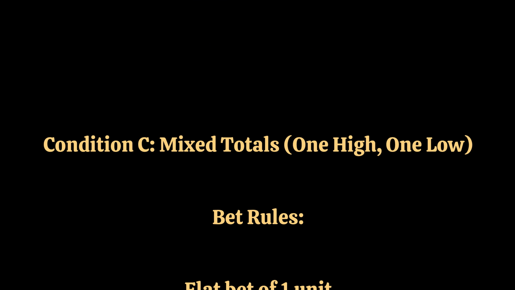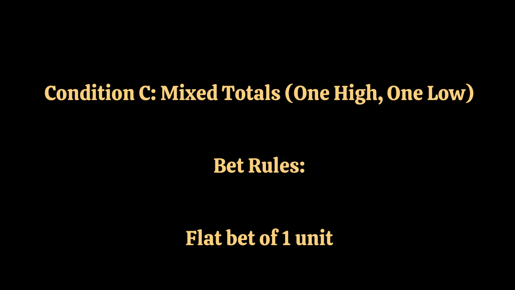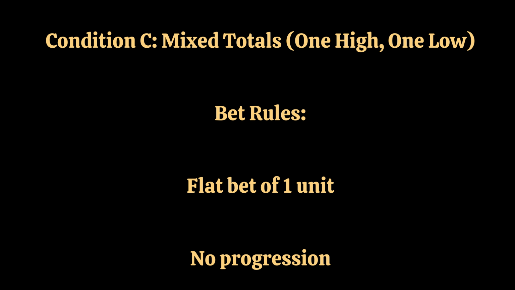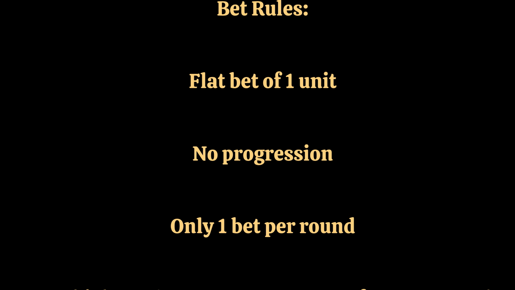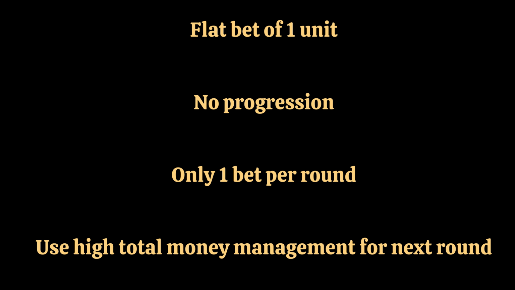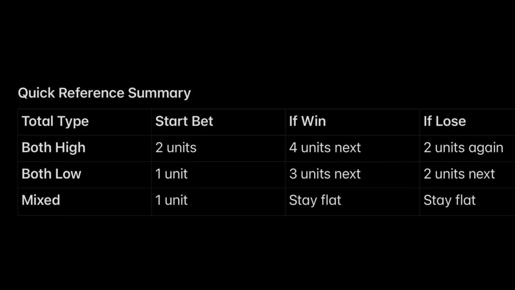Condition C, mixed totals. Bet rules. Flat bet of 1 unit. No progression. Only 1 bet per round. Use high total money management for next round. Example. Bet 1 unit win or lose. Next round, if it's high total again, use condition A.